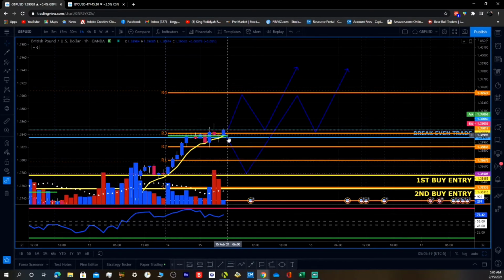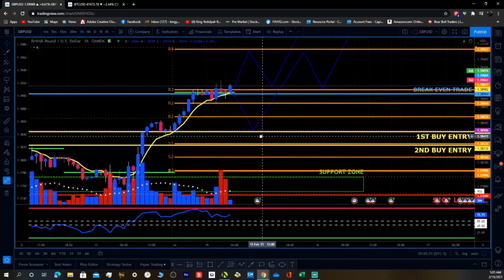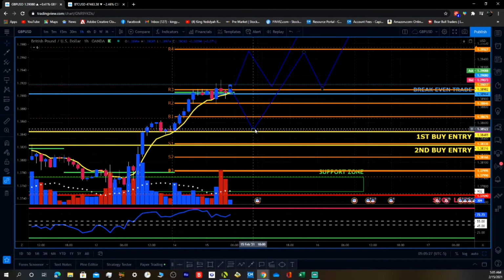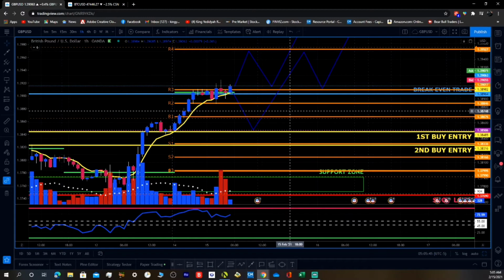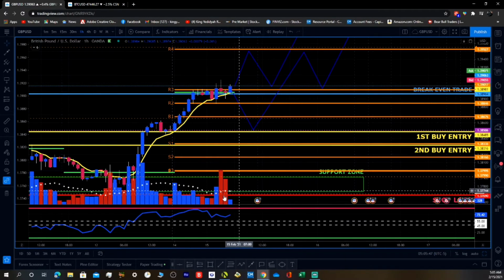Now if it does this scenario, I'm gonna just add to my position right here. If we hold support here again, add to my position again, which will be close to my first buy entry, or I might let it just push up to about here. Once it breaks the R1, put another buy entry like a buy stop here and take that right up, and then I'm gonna just trail my stop loss up to here.